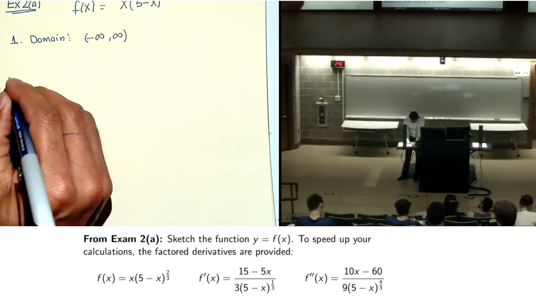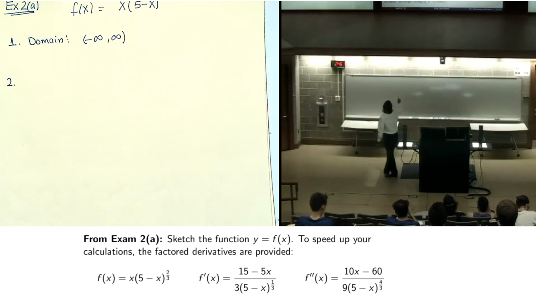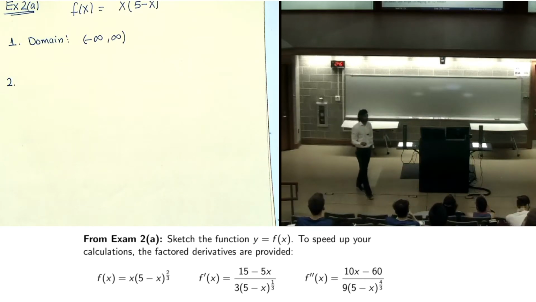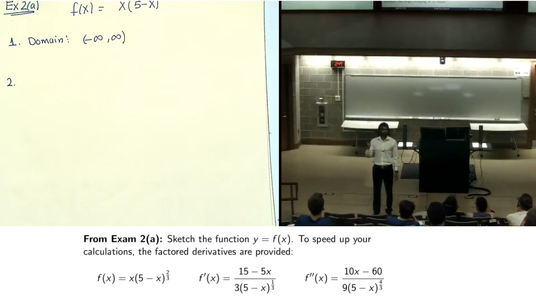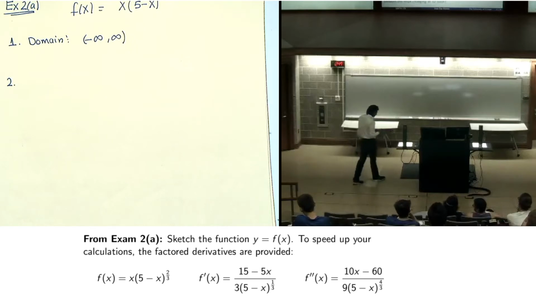The second piece of information comes from the derivative. What information will the derivative give you? It will tell you where the function is increasing and decreasing: on what interval the function is increasing and on what interval the function is decreasing. So we're going to extract that information from the derivative. For that, I think I need to do a line test.